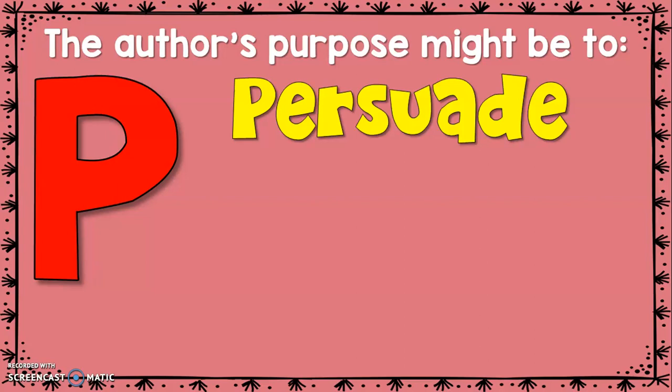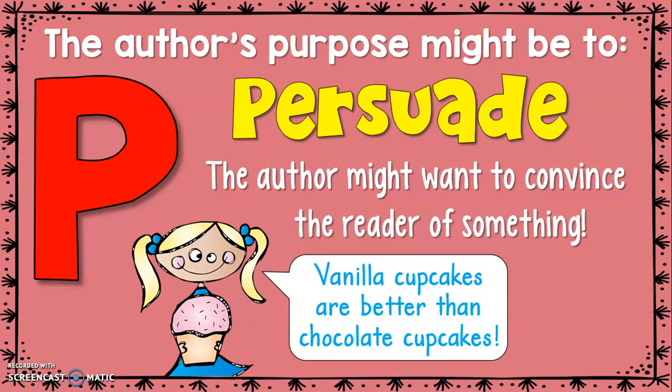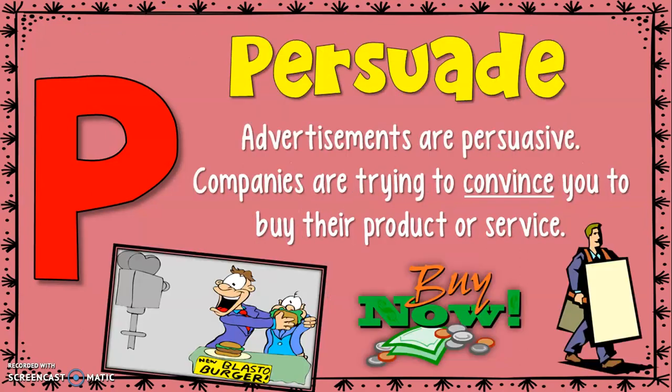Let's first talk about the author's purpose when it is to persuade. The author might want to convince the reader of something. Like, if their opinion is vanilla cupcakes are better than chocolate cupcakes. Advertisements are persuasive. Companies are trying to convince you to buy their product or their service. So if you see a commercial or read an ad in print, it's because they are trying to persuade you or convince you to buy whatever it is they are selling.